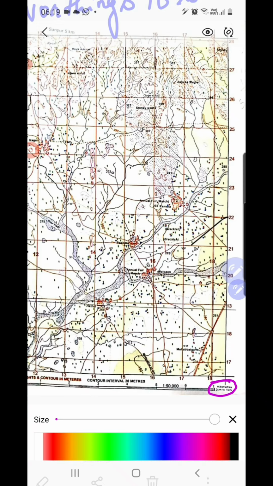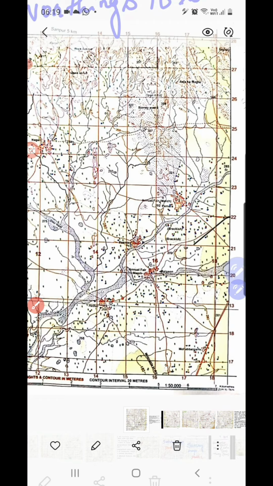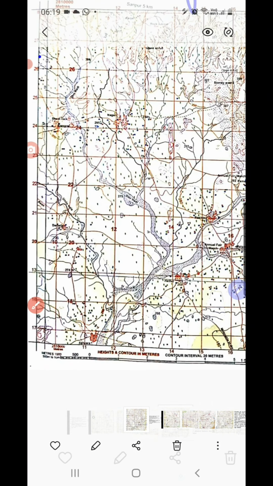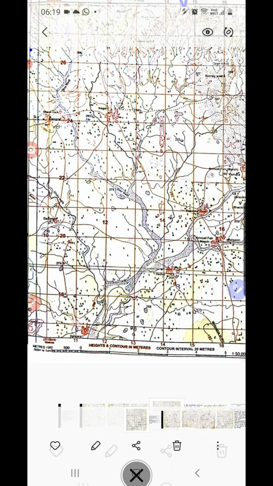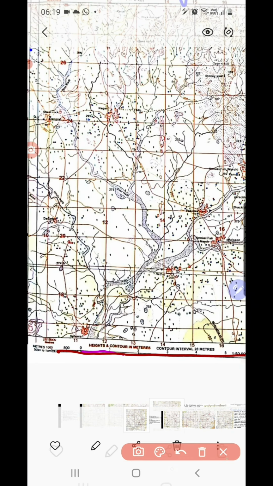You see this linear scale. Usually when they ask what is the scale of this given map extract, you need to write 1:50,000. Sometimes they will mention it as what is the RF of this given map extract.